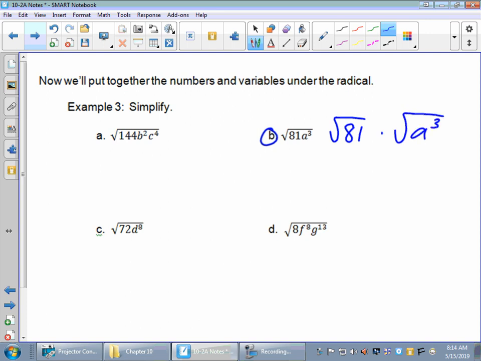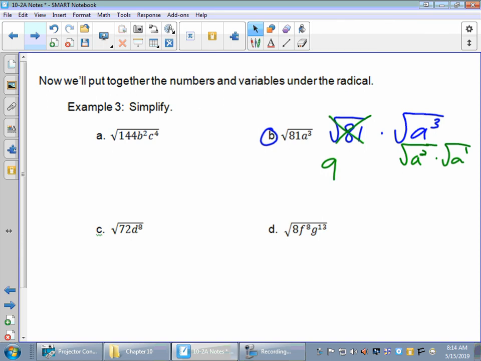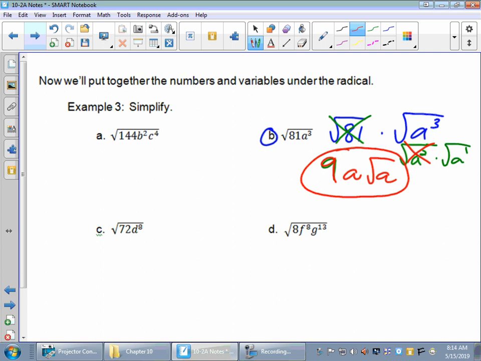Well, right off the bat, I know that the square root of 81 is a perfect square, 9, so I can put that down there. And then I'm going to break this down into the square root of a squared, because it's an odd number, times the square root of a to the 1st. And I also know that the square root of a squared is a, and then there's nothing I can do with the a to the 1st here, square root of a, so I would just keep that underneath the radical. So my answer would be 9 times a times the square root of a.